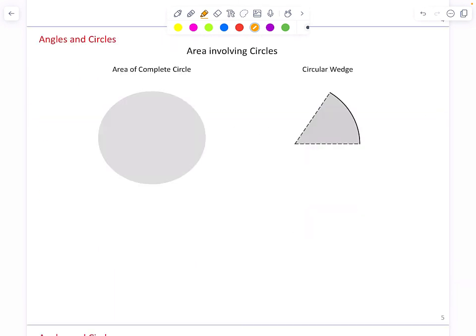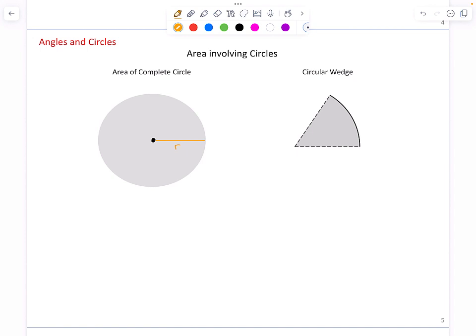Now let's do some review of how to find the total area of a complete circle and then come up with a way to find the area of a circular wedge, a portion of a circle. So you need to identify the radius of the circle, so find its center, and identify a radius length, call it r. If we know the radius of a circle, then the area, we'll use capital A, is pi times the square of the radius.